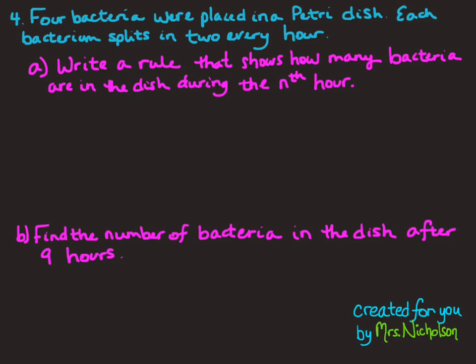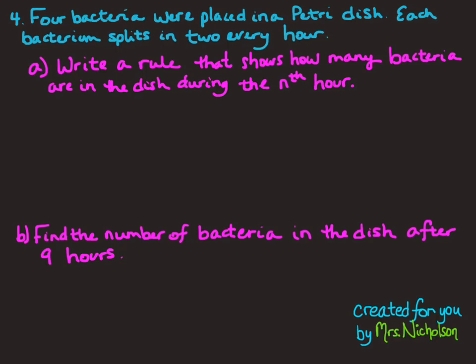All right, our next question: we've got 4 bacteria placed in a petri dish. Each bacterium splits into 2 every hour. Write a rule that shows how many bacteria are in the dish during the nth hour. What it's saying is that every hour, every bacterium in the dish goes from being 1 bacterium to splitting and becoming 2 bacteria. And so the number is doubling every hour.